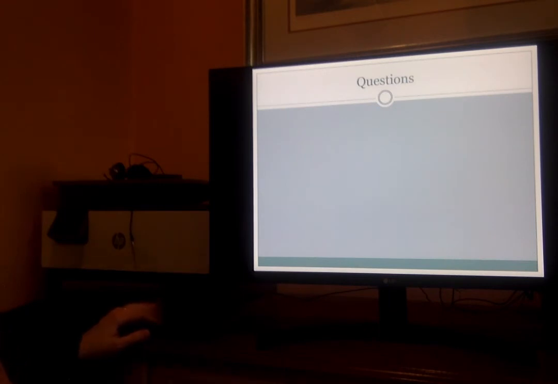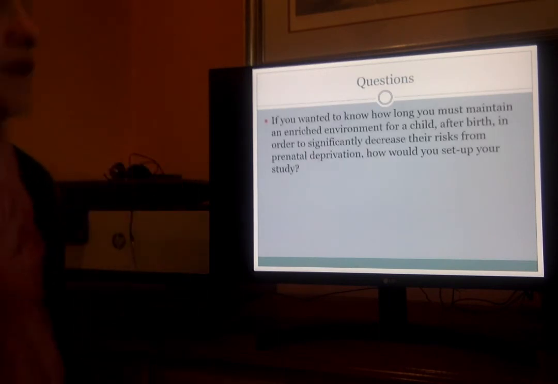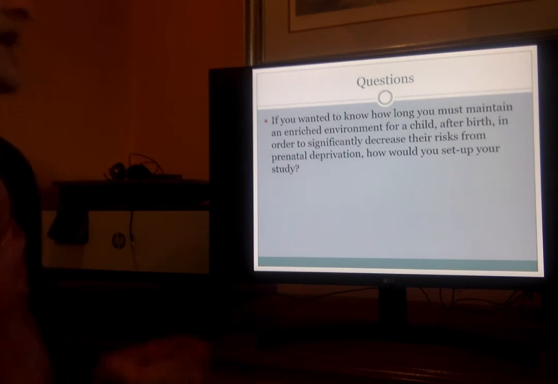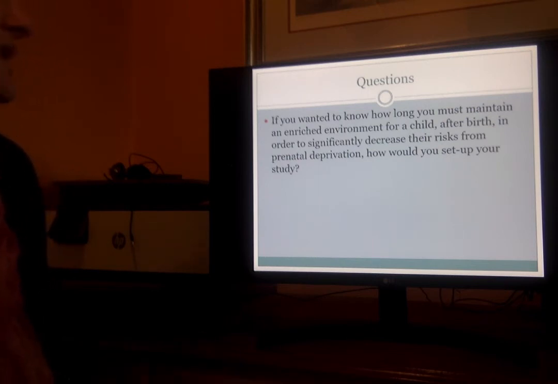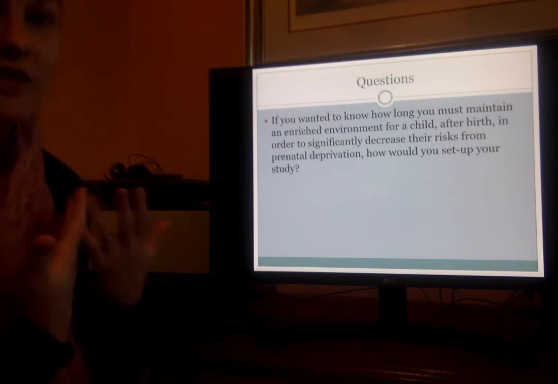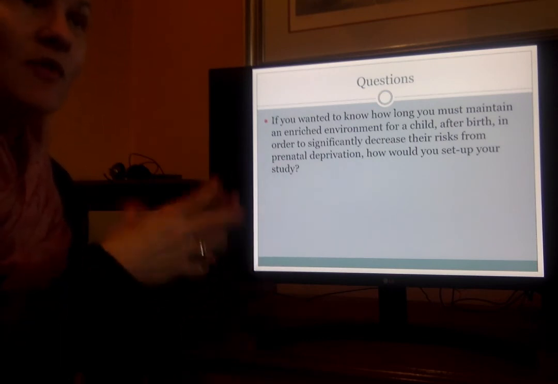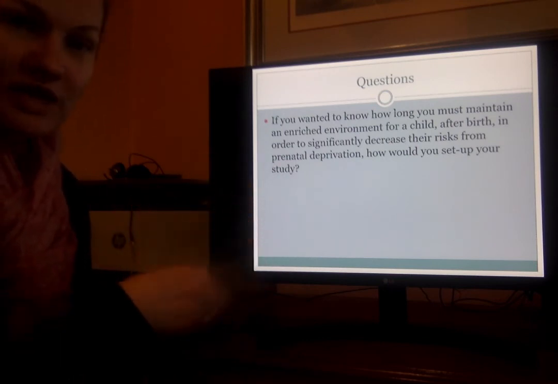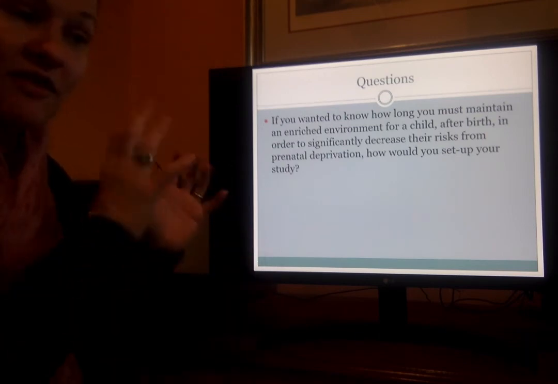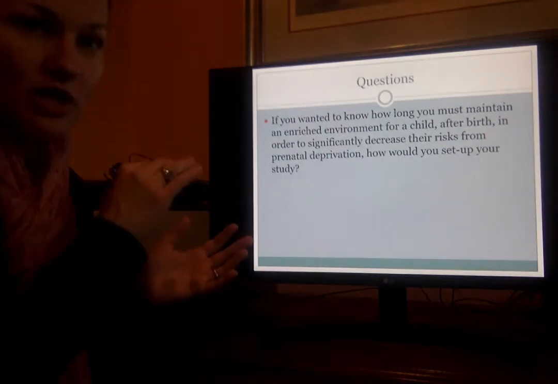Okay, so some questions. And again, putting that research hat back on, right? If you wanted to know how long you must maintain an enriched environment for a child after birth in order to significantly decrease their risk from prenatal deprivation, how would you set up your study? The question you're after is springboarding off the last thing we looked at. We found out in that longitudinal study that the children had enrichment, even if they had a lot of extreme deprivation in utero.